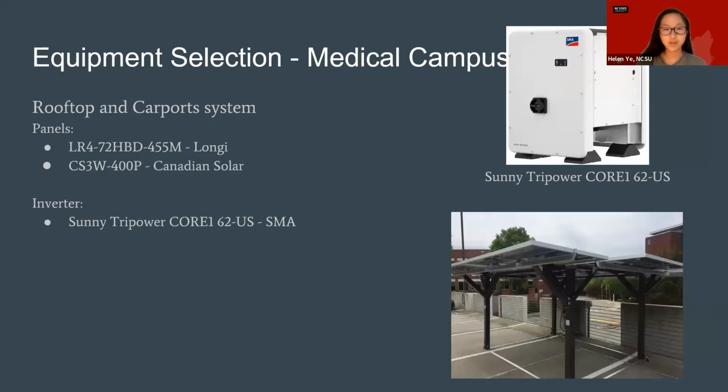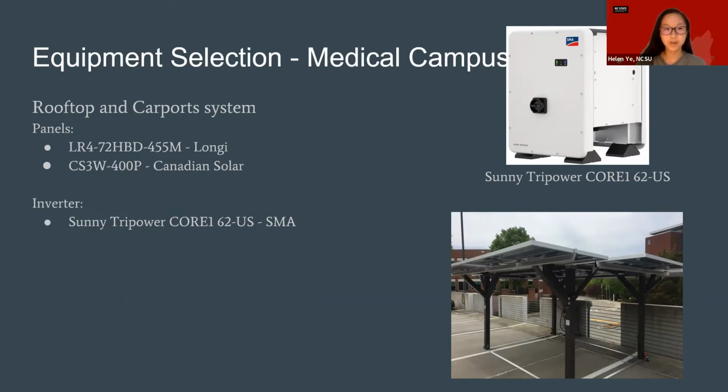Bifacials were also considered for rooftops as they sit upon concrete, and concrete has similar albedo values to grass. For carports, we decided to utilize monofacial panels. Because cars are going to be parked under the carports, having monofacial panels would help to keep the parked cars cooler. Our monofacial panels are from Canadian Solar, and our bifacial panels are the same bifacial panels we use in the field.